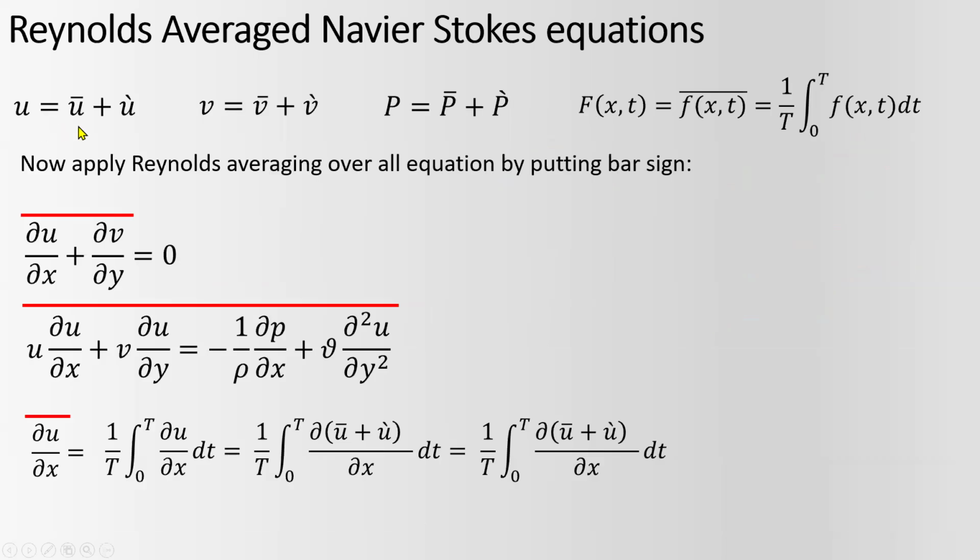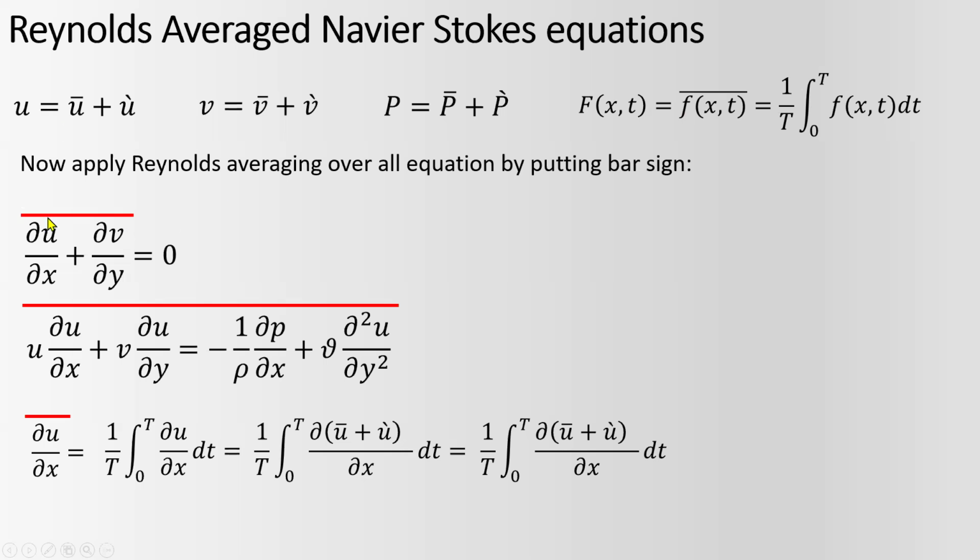We are going to see some rules for the velocity in the two directions, u and v, and the pressure as well. So u, the velocity in the x direction, is equal to u bar plus u dash, v is equal to v bar plus v dash, and p is equal to p bar plus p dash. If I have any function of x and t, and I want to get its average, the capital F is the average of the small f. This is equal to 1 upon T, where T is the time interval, times the integral from 0 to T of f of x, t dt.